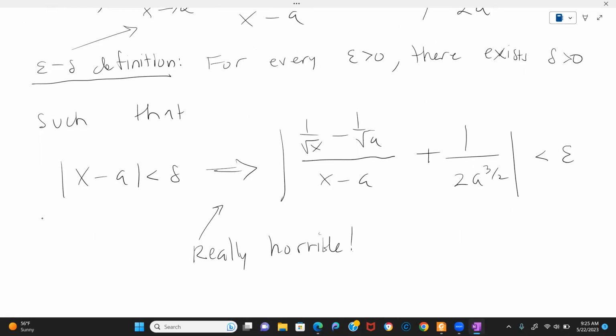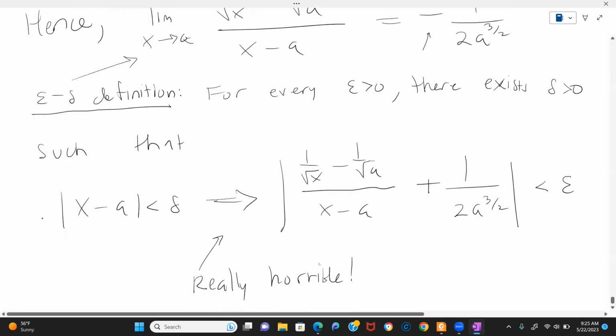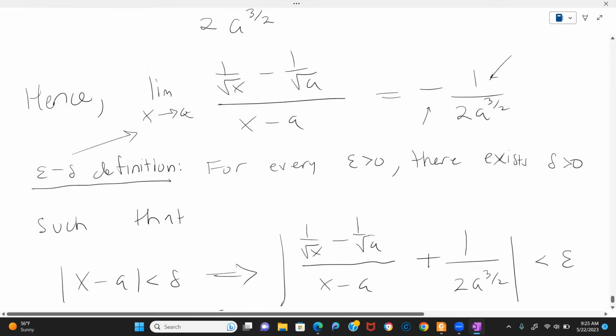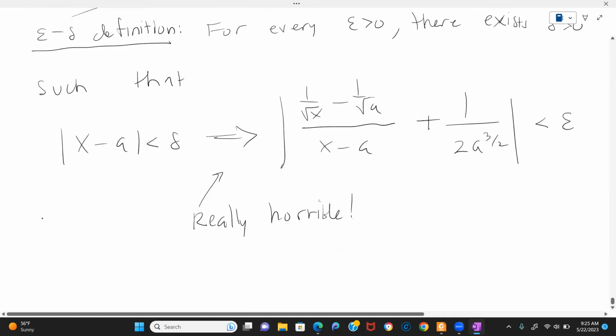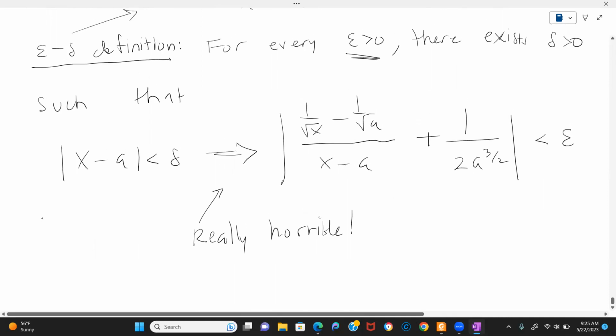It's doable. It's completely doable. We know that this limit exists. We just calculated it and we know what it's equal to. So in principle, if I give you an epsilon, you should be able to find a delta that makes this implication right here true. But it's going to be really horrible. So take some time to appreciate how far we've come in just this little time.